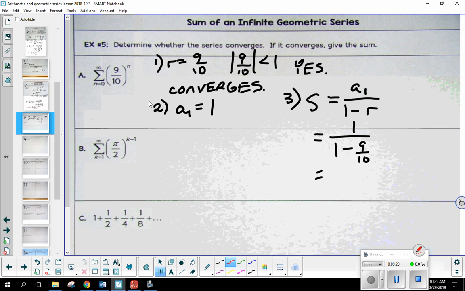So what's 1 minus 9/10? Okay, 1/10. So this is 1 over 1/10. So what is my infinite sum as soon as I take the reciprocal? 10. So this sequence should converge to 10. Okay, so the more terms that I add up in this sequence, closer and closer I should get to 10.